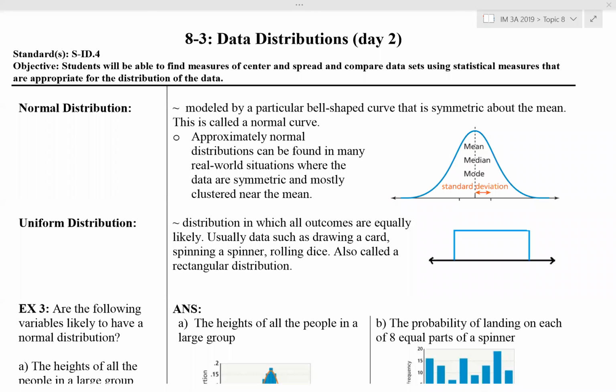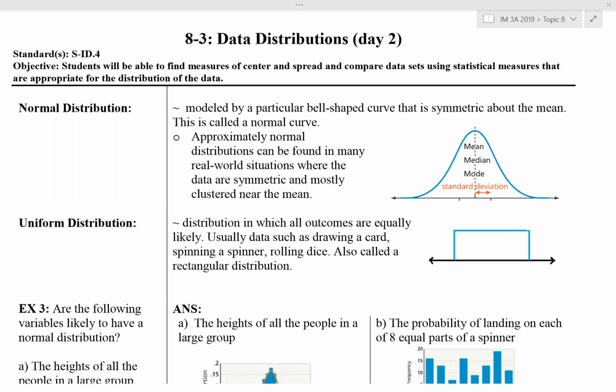In this video, we're going to look through Topic 8, Lesson 3, Data Distribution, the second day of that. So we're looking at the second half of the content in the chapter. Our objective is still the same. We'll be able to find measures of center and spread and compare data sets using statistical measures that are appropriate for the distribution of the data.